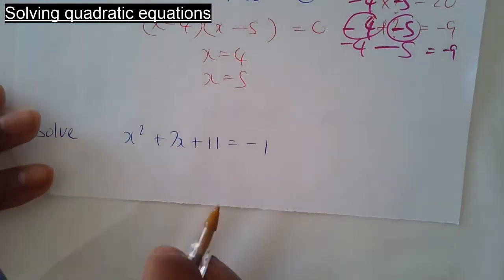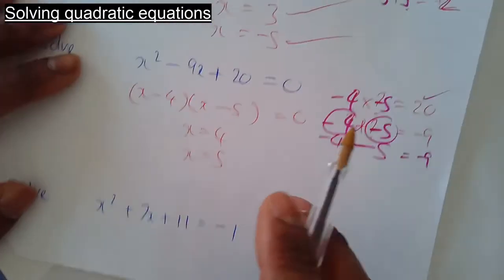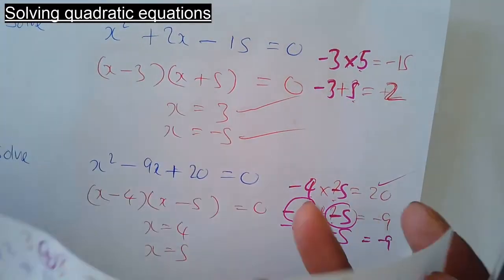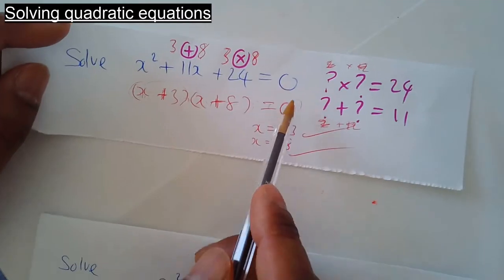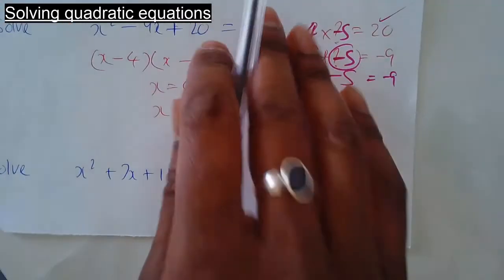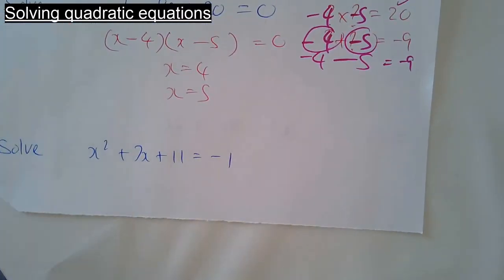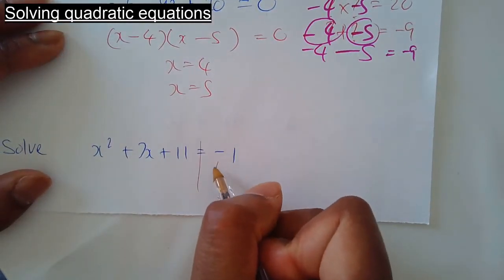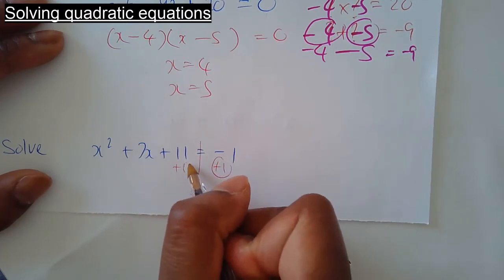Right. Last one. Looks a bit awkward. You've probably noticed so far, everything on this side has been 0, even the one we started off with. The last one here hasn't got a 0. So what can you do to it to make it into a 0? Well, to get rid of negative 1, you add 1. Whatever you do on this side, do on the other side.